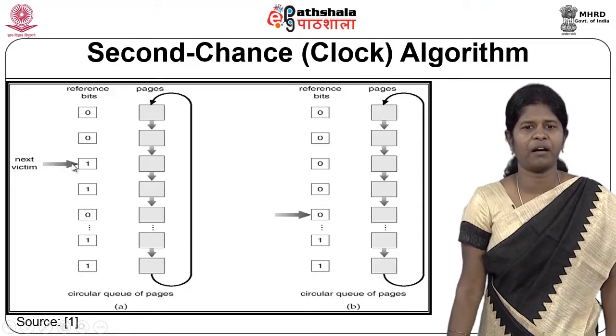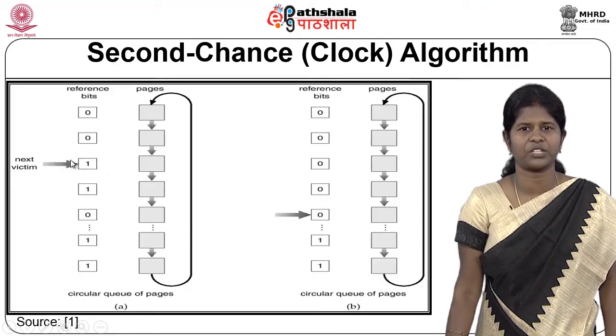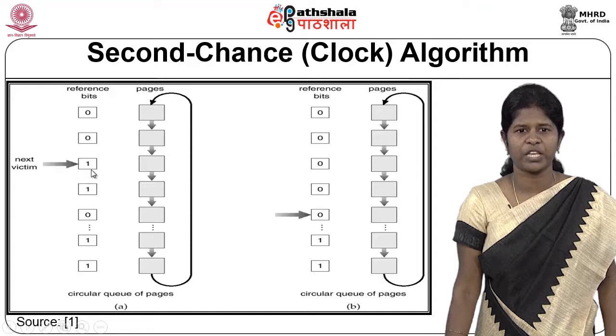Now say the pointer is pointing to this page, and there is a need for page replacement. You look at the page pointed to by the pointer, and you find that the reference bit of that page is 1. Because the reference bit is 1, you give that page a second chance. That is, the page was used recently, so you do not immediately choose it for replacement. You change the reference bit to 0 and then move on to the next page to check.